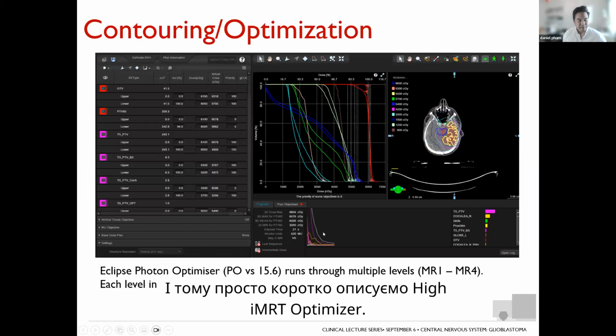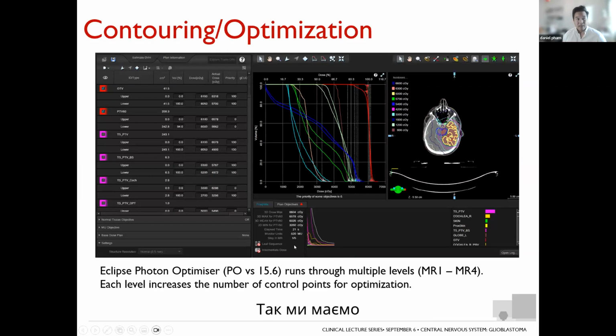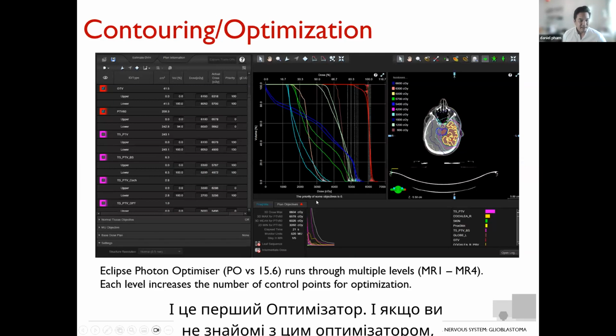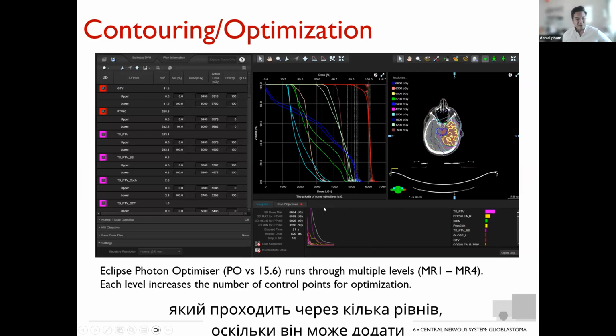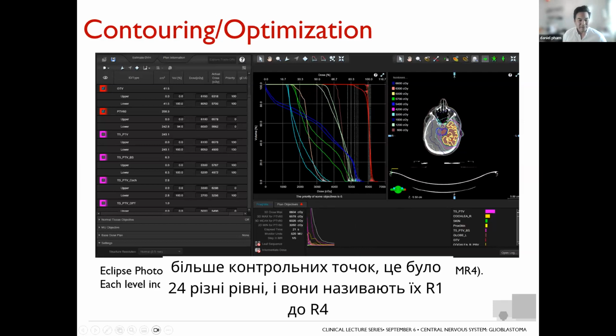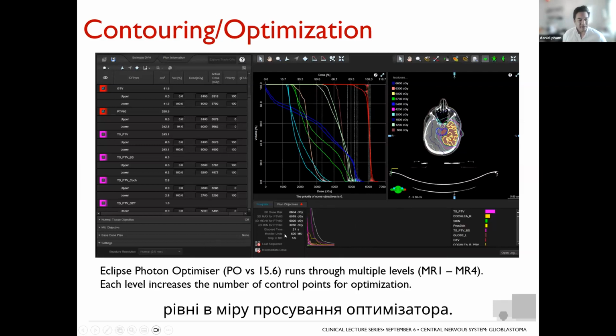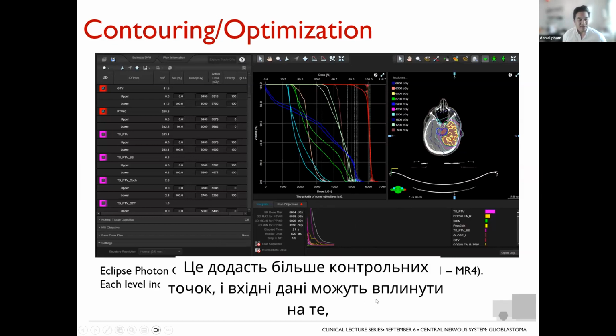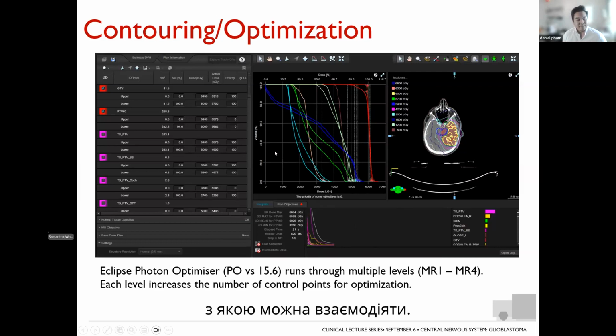Just going through briefly describing the IMRT optimizer. We have Eclipse version 15.6, and this is a photon optimizer. If you're not familiar with this optimizer, it runs through multiple levels as it adds more control points. It runs through 4 different levels, called MR1 through MR4. As the optimizer progresses, it'll add more control points, and it'll affect how you can interact with your dose constraints.